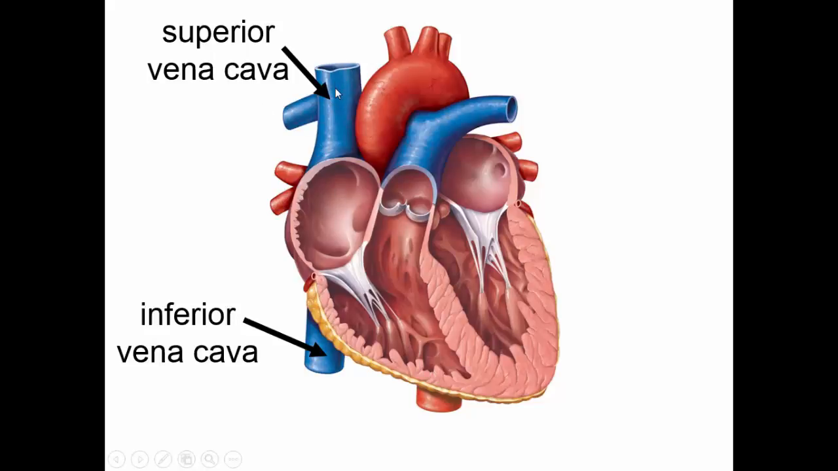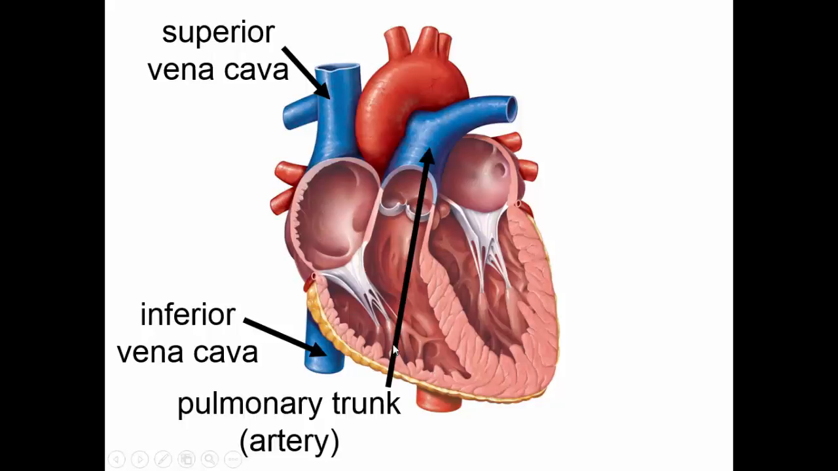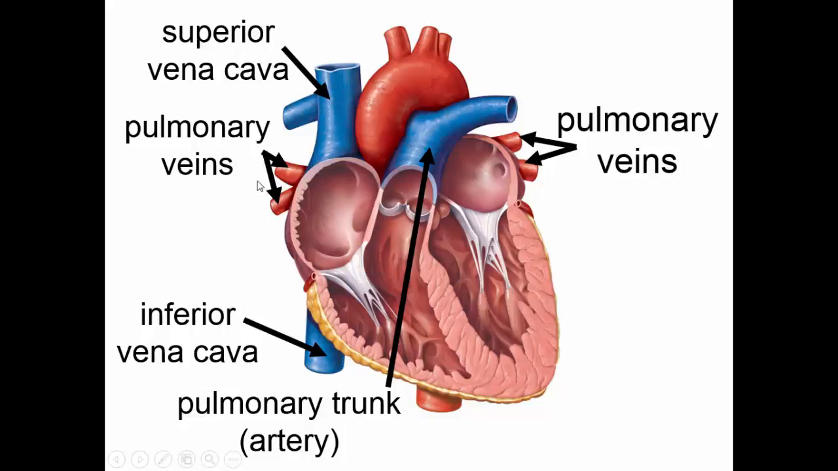This will drain blood from the upper part of the body. This drains blood from the lower part of the body. The right ventricle is attached to the pulmonary trunk, which branches immediately into the right and left pulmonary arteries. So this is an artery. The pulmonary veins, and there are 4 of them, all converge in the back of the left atrium. They return blood to the heart from the lungs.